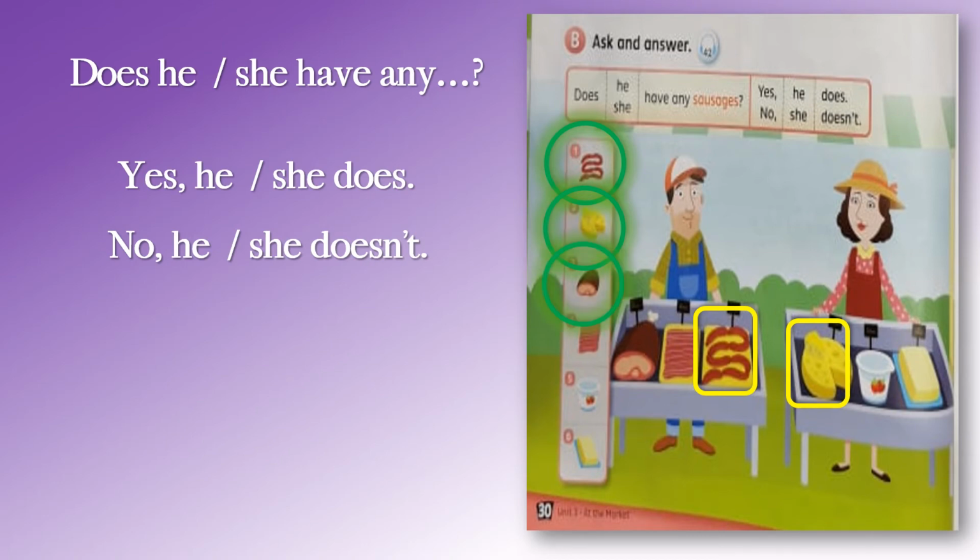Number 3. What is this? This meat comes from a pig. Ham. Yes, it's ham. I like it. It's very nice. Does he have any ham? What's the answer? 3, 2, 1. Yes, he does. Does she have any ham?